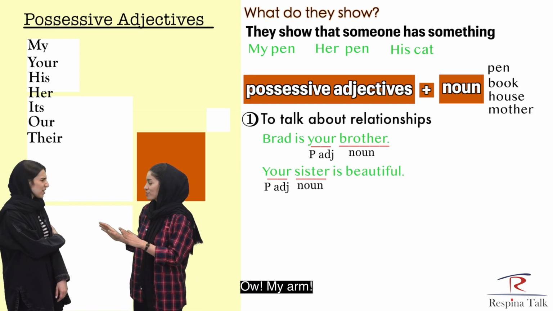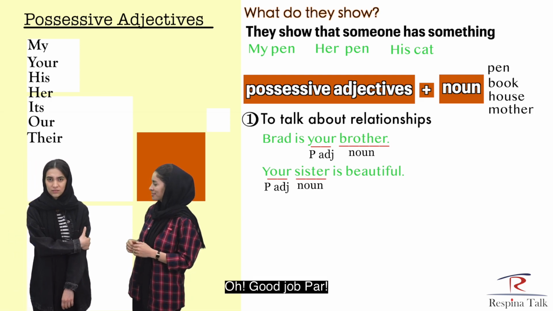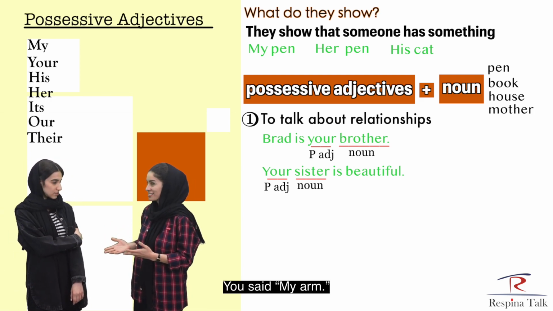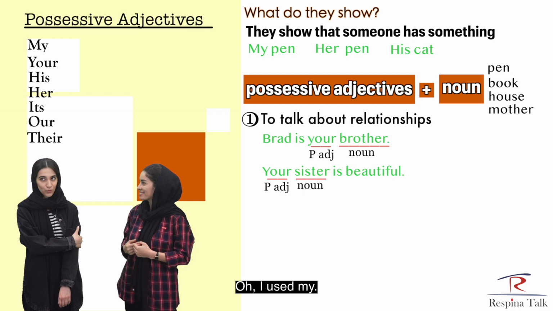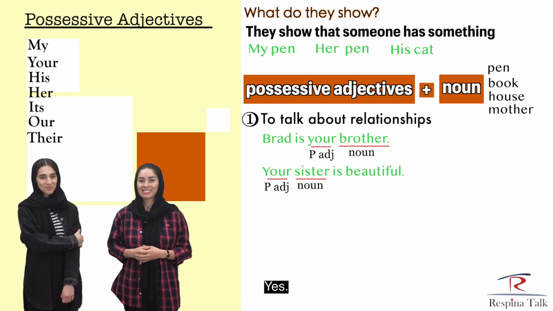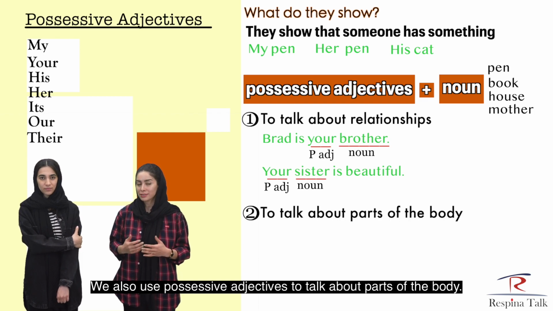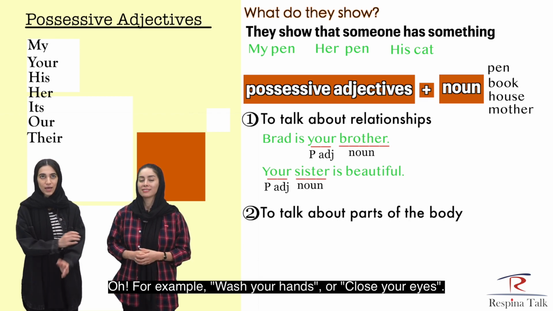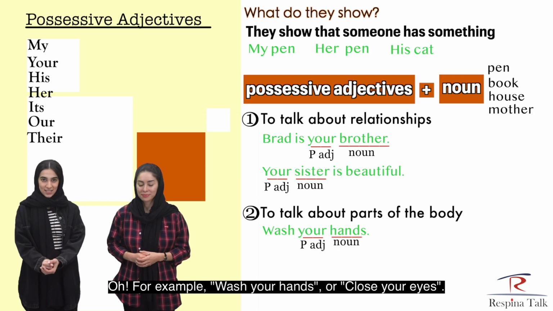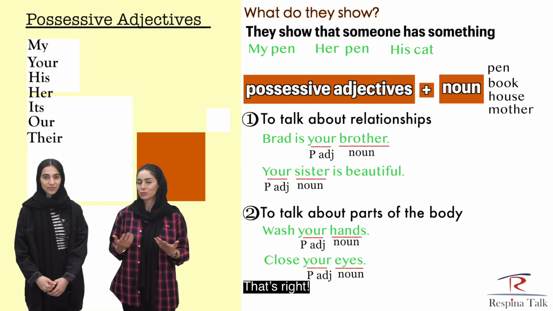Mm-hmm. Ow, my arm. Sorry. Oh, good job, Per. Huh? You said, my arm. Oh, I used my. Yes. We also use possessive adjectives to talk about parts of the body. Oh, for example, wash your hands or close your eyes. That's right.